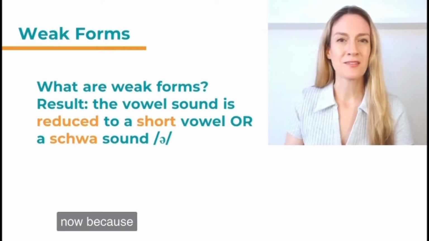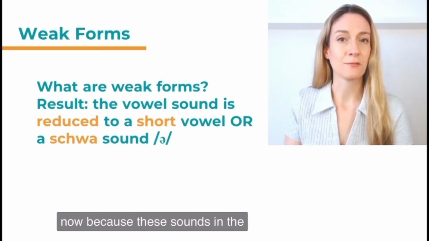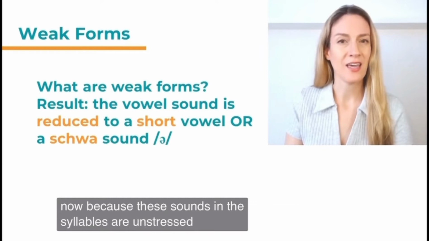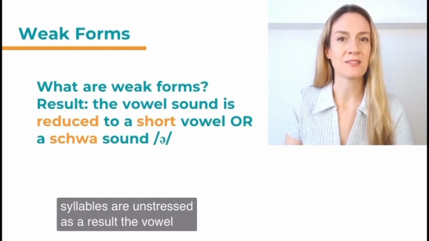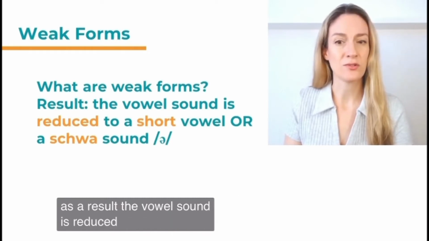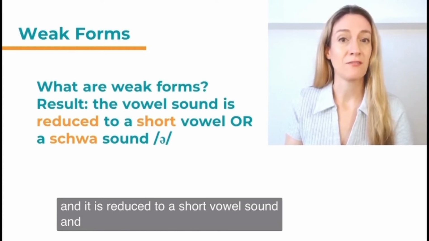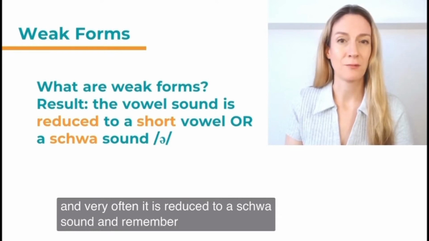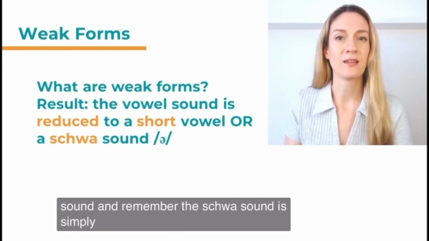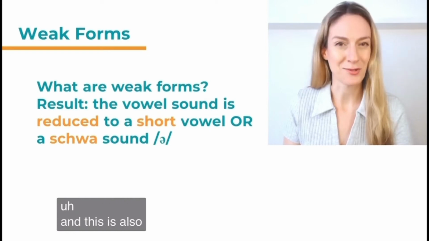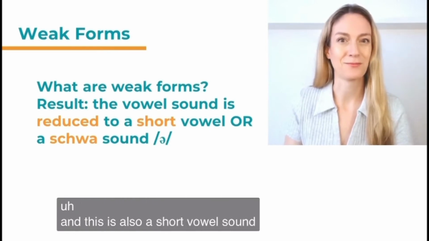Because these sounds in the syllables are unstressed, the vowel sound is reduced to a short vowel sound, and very often it is reduced to a schwa sound. And remember, the schwa sound is simply uh, and this is also a short vowel sound.